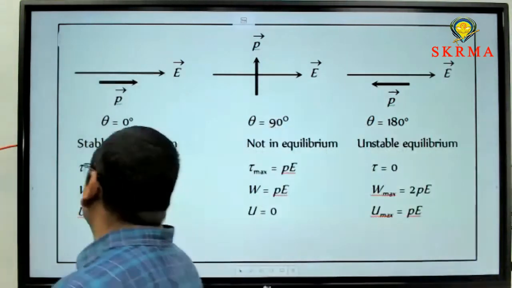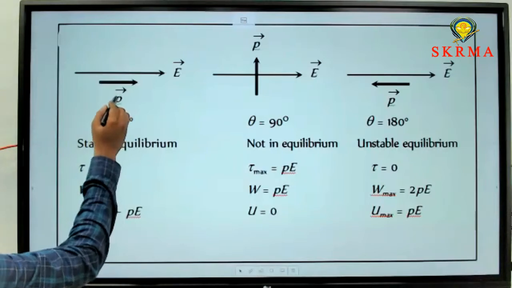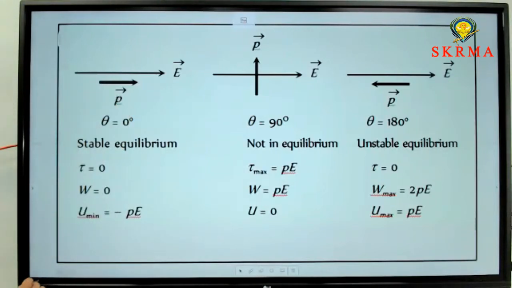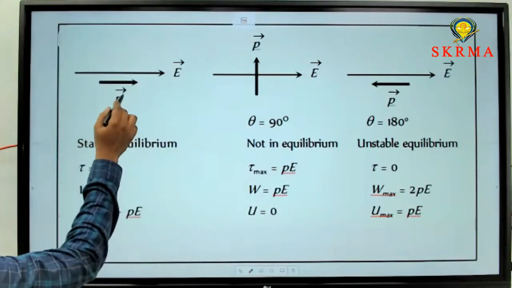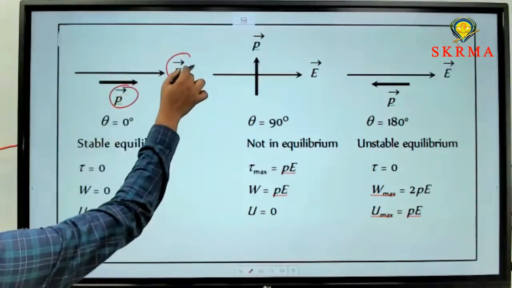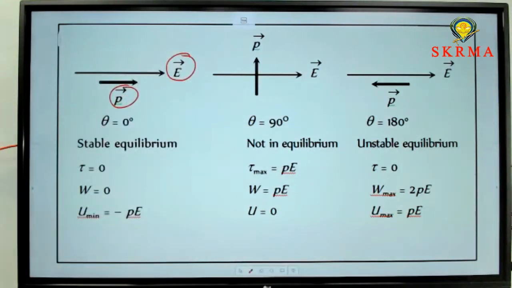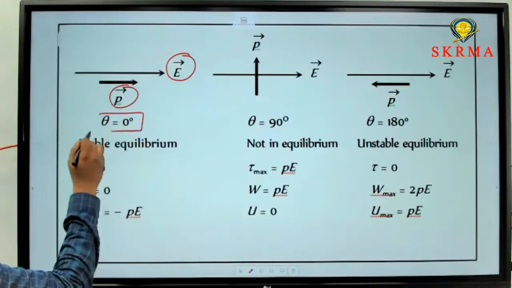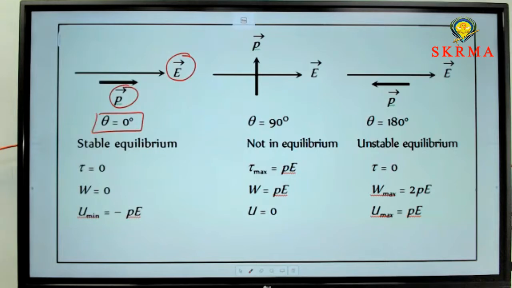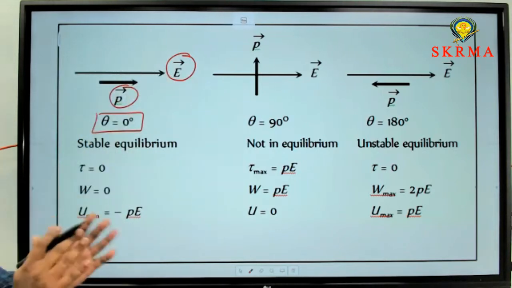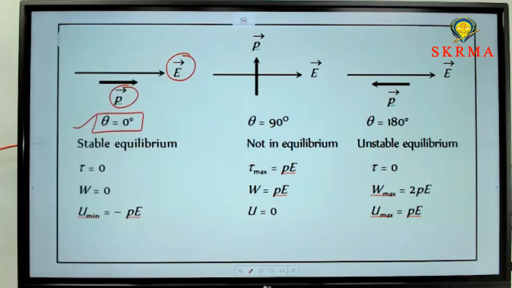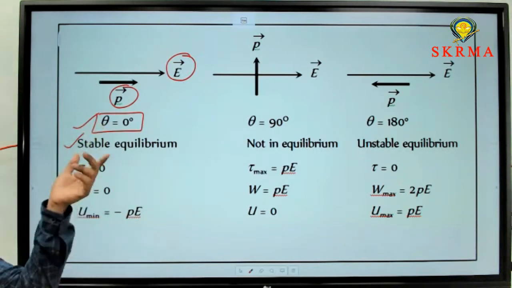So here the angle between dipole moment and electric field is 0. If the angle between dipole moment and electric field is 0, or the dipole moment and electric field are parallel to each other, then theta is 0. If electric field and dipole moment are parallel to each other, then theta is how much? 0. If theta equals 0, then that is called a stable equilibrium. Theta 0 means that is called a stable equilibrium.